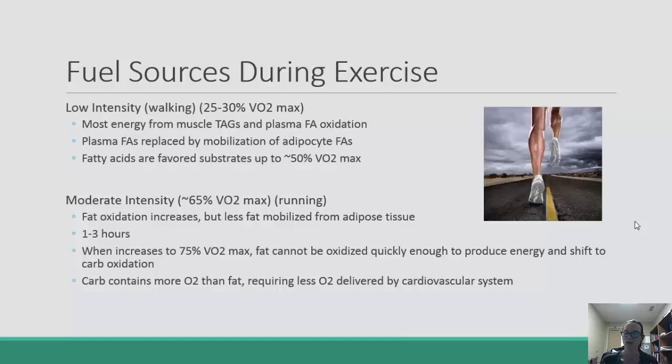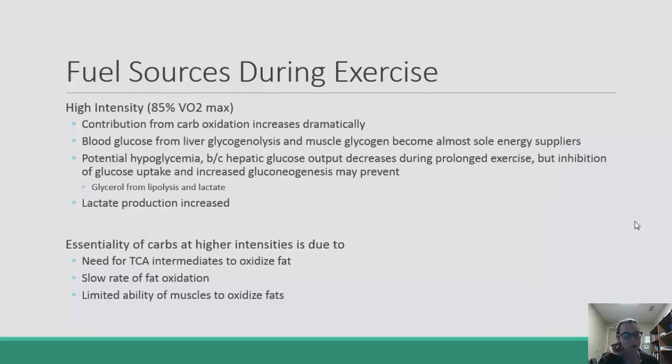So this is when we're at a higher intensity of exercise. Our fat can keep up when we're at low intensity, but we can't keep up at higher intensity. And then we get to really high intensity, 85% of our maximum oxygen consumption, and we depend on carb oxidation almost exclusively, or at least we rely on it much more than we did at lower intensities. So blood glucose from liver glycogenolysis and muscle glycogen become almost our sole energy suppliers.